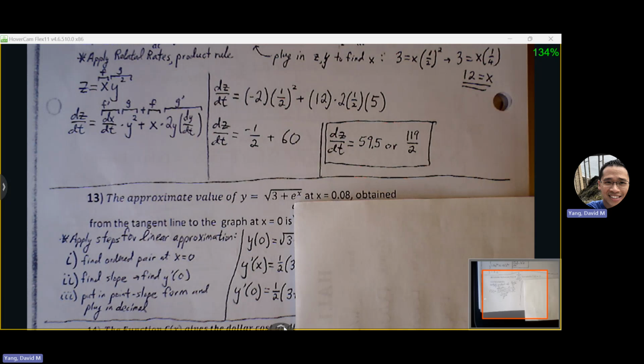To find the tangent line equation, we first have to find the ordered pair at 0. We're going to build our tangent line at our anchor point, which is at 0. So we'll find the ordered pair at 0, find the derivative, and then plug in 0 to get the slope and then point slope form. At the very end, we can plug in that 0.08. But at the beginning, we ignore that 0.08. We're just focused on the equation, the curve and the point to get that tangent line equation up and running.